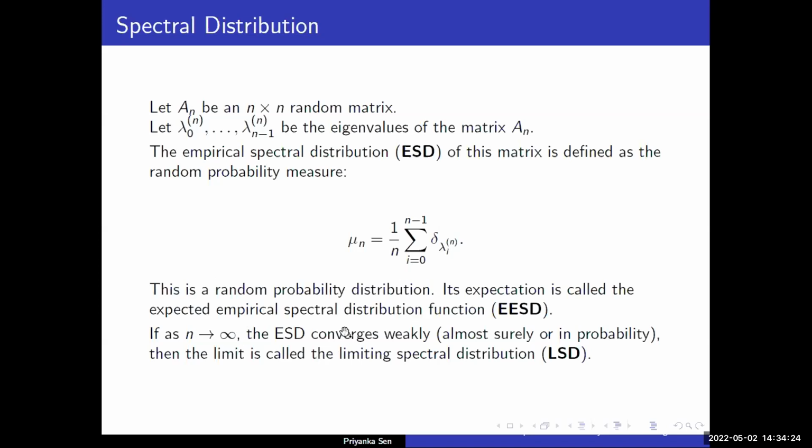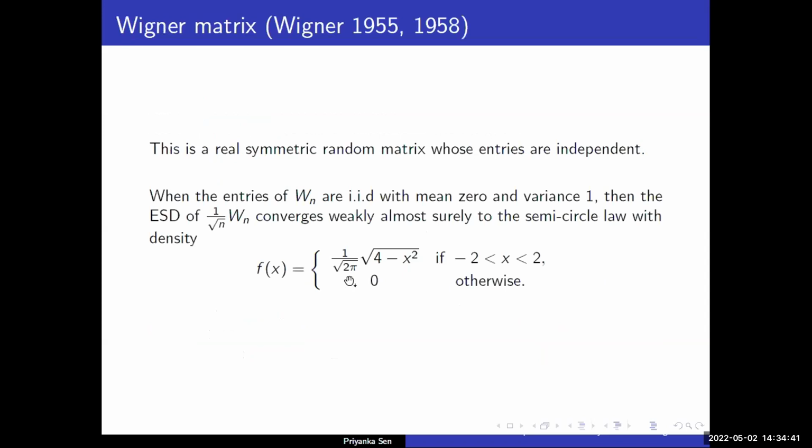Now, if the ESD converges weakly, almost surely or in probability, then we say that the limiting spectral distribution, the LSD, exists. Oftentimes, for some particular patterns of matrices, the expected ESD and the ESD converge to the same limit, which is the case for the Wigner matrix. In 1955, Wigner first considered this matrix. This is nothing but a real symmetric random matrix whose entries are independent. The most common general result is that when the entries are IID with mean 0, variance 1, then the ESD of the Wigner matrix with scaling 1 over square root n converges weakly almost surely to the semicircle law, whose density is given by this function f(x).